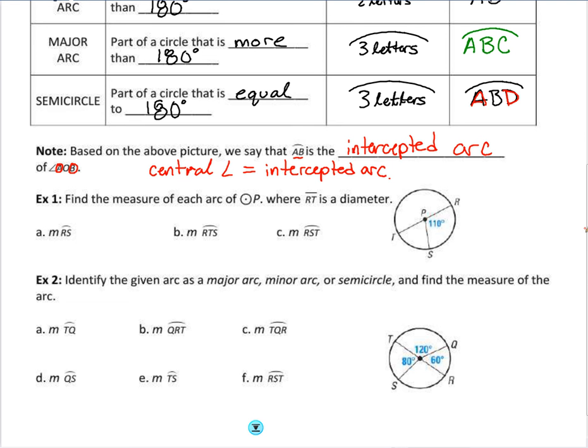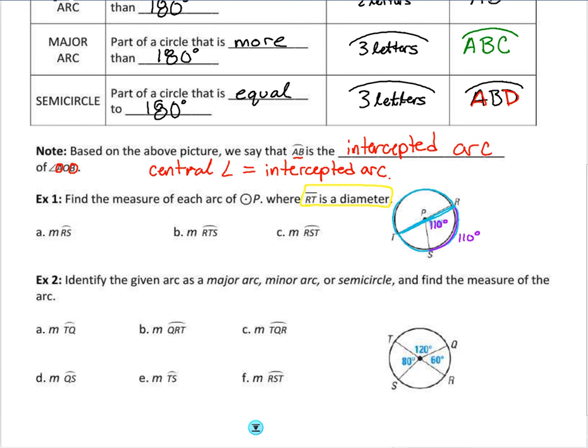So here we're given a picture. It's important to understand that they told us that RT is the diameter of the circle. So that means it's going to cut my circle, P, into two congruent parts. This arc, RT, would be 180 degrees, and then this arc over here would also be 180 degrees. They tell me that the central angle RPS is 110 degrees, which means its intercepted arc would also be 110 degrees. The question is, what's the missing arc right here?